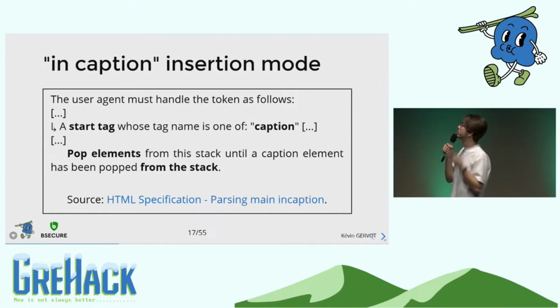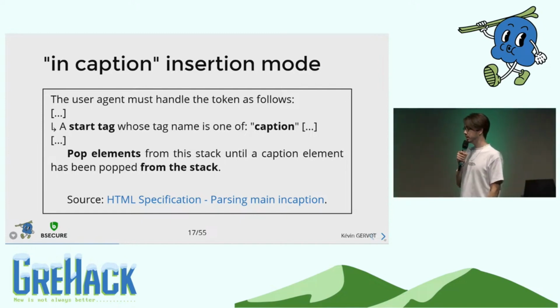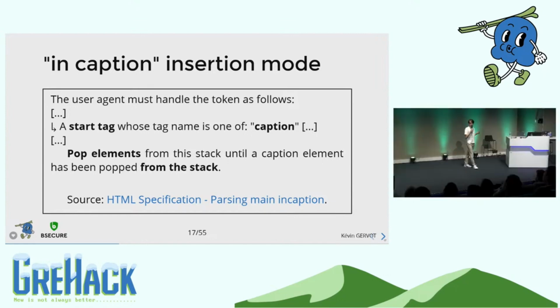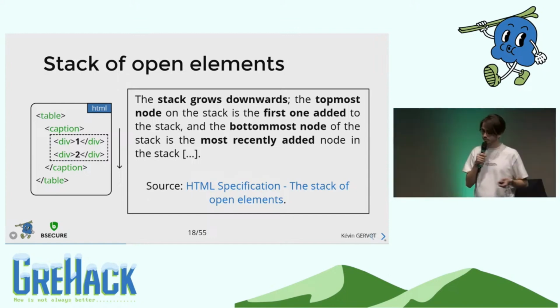As an example, here you have the definition of the in-caption insertion mode, and it is written that if within a caption tag, we have a start tag whose name is caption, so a caption tag in a caption tag, then the HTML parser needs to pop elements from the stack. It might not be clear here, but if we continue reading, we can see that the stack of open elements is a stack which grows downwards and has on its top the first node which has been parsed, and at the bottom, the last one which has been parsed.